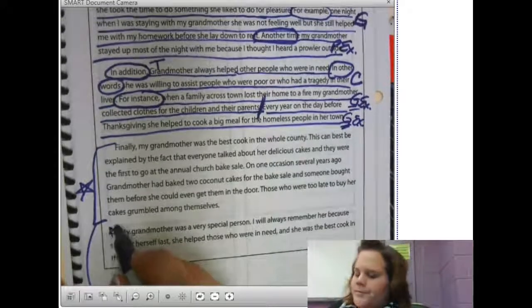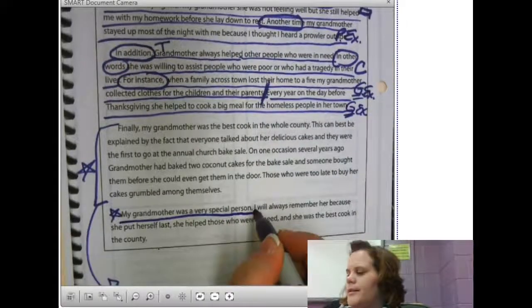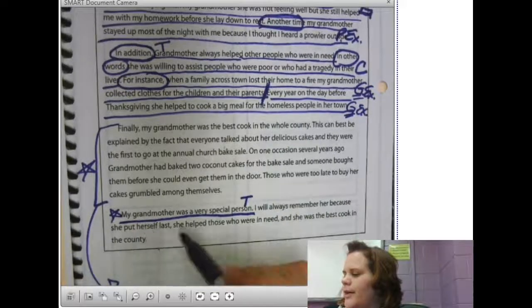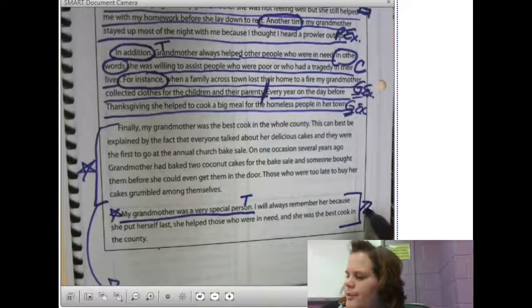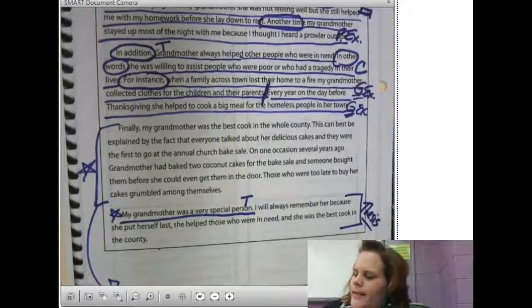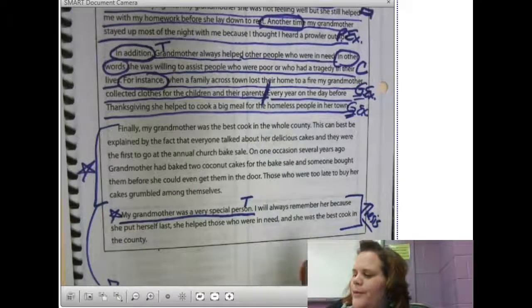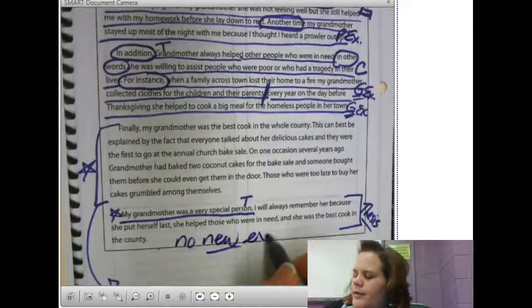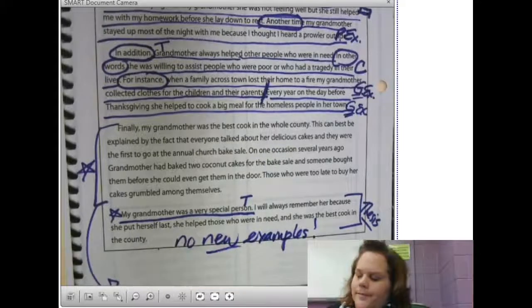Skip down to the conclusion right here. "My grandmother was a very special person" is kind of our topic or thesis. "I will always remember her because she put herself last, she helped those who were in need, and she was the best cook in her country." This whole thing right here is just a restated thesis. And again, this is maybe not the greatest ending of an essay ever, but notice that we're not really giving new examples. We're not doing new examples in your conclusion. You're just kind of wrapping up everything you said.